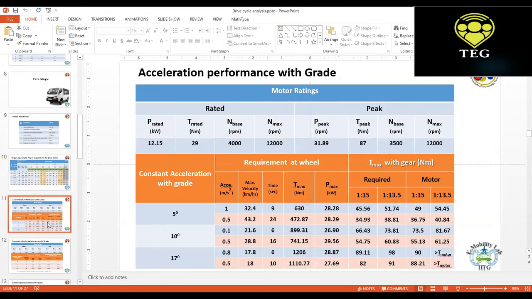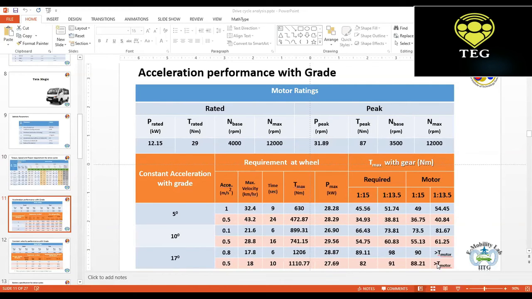So if we choose even the biggest motor, which could deliver a peak torque of 31 or 32 newton meter, it goes beyond the rating of the machine. So if you use that machine in a Tata Magic car, fully loaded, and it has to climb a grade of 17 degrees, then you cannot have an acceleration of 0.5 meters per second square. Maybe you can have an acceleration of 0.1 meters per second square, but definitely not 0.5 meters per second square, because the motor will not be able to deliver that much torque. It's beyond the capacity of the machine.